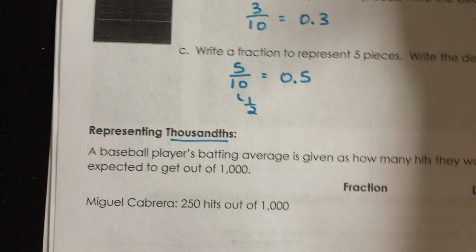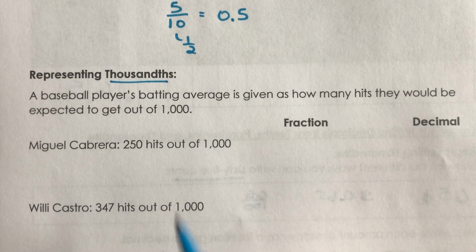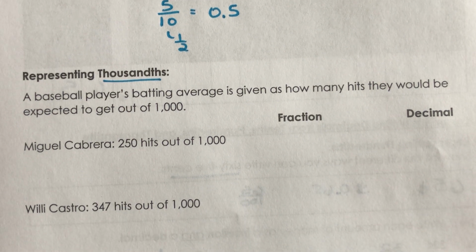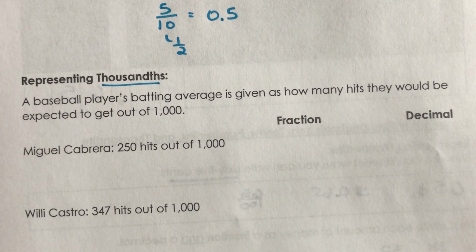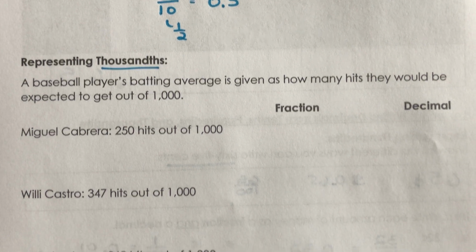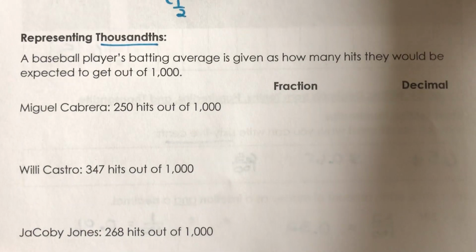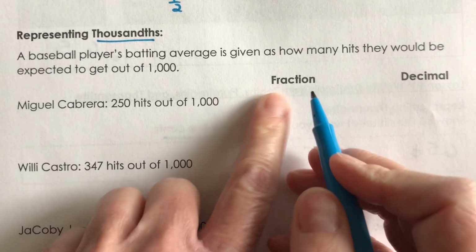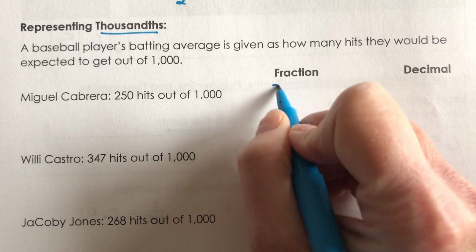So here we go. Miguel Cabrera. He has 250 hits out of 1,000. A baseball player's batting average is given as how many hits they would be expected to get out of 1,000. Okay, so if you say you're batting 1,000, that means you're really good. Okay, so 250 out of 1,000 as a fraction would look like this.